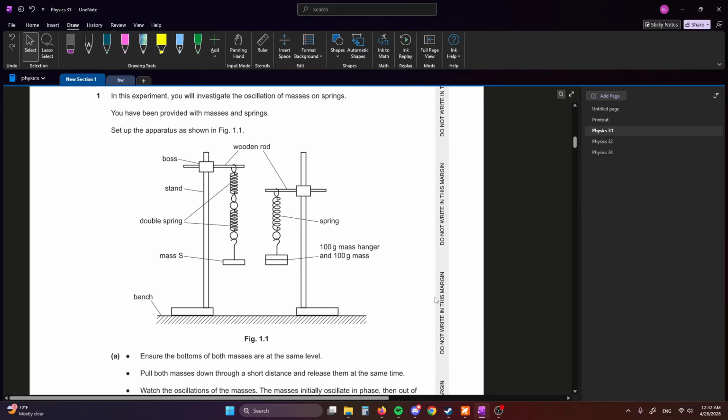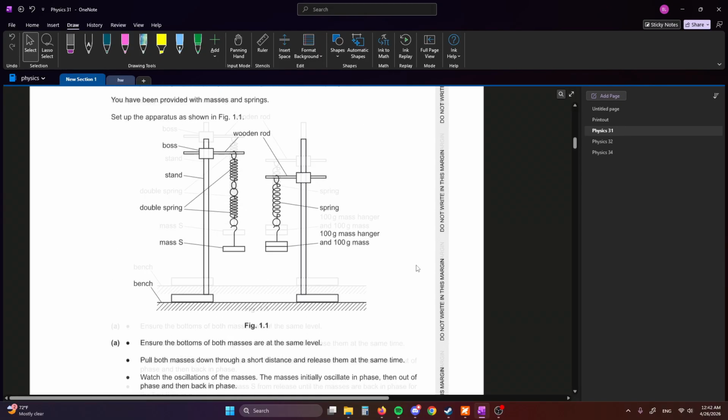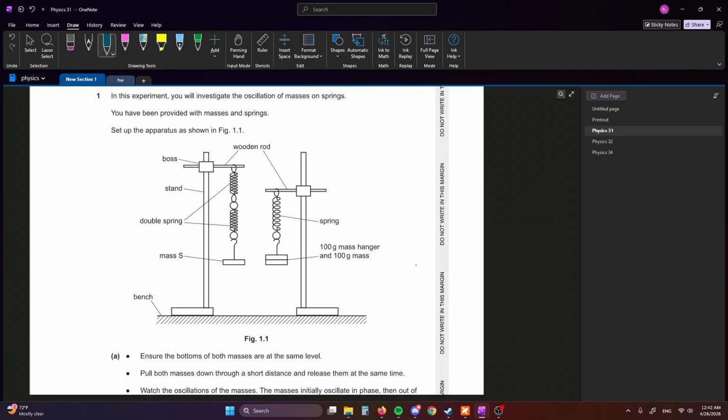All right, so for 3.1, in this experiment, you will investigate the oscillation of masses on springs. You have been provided with masses and springs as shown. We have this setup here. First thing you want to do is copy it, basically. Copy the entire setup by itself.